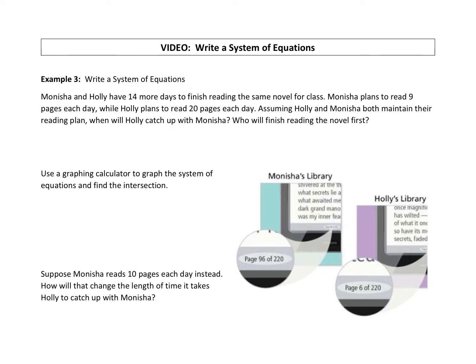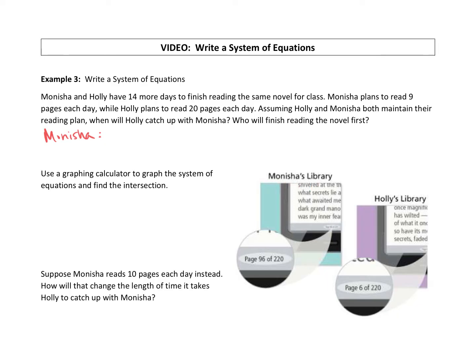So in order to answer this question, we want to write a system of equations to represent this situation. So what we're going to do is write an equation for Monisha, and then we'll write an equation for Holly, and then we will use those equations to help us answer the question. So we have a little graphic over here.